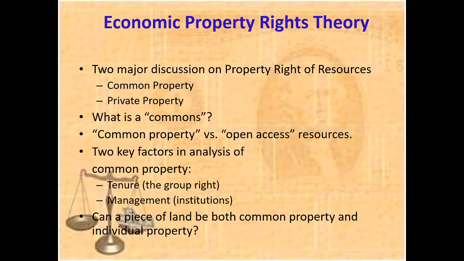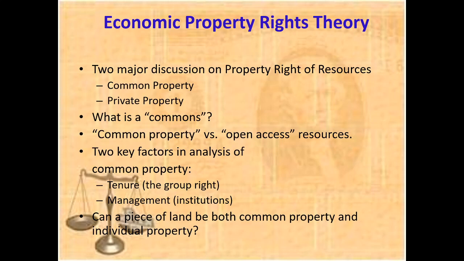Two major discussions on property right of resources are largely centered around this discussion. The first one is common property, and the second one is private property. So all the literature on the economic theory of property is basically on this aspect, that is, common property theory as well as private property. So what is a common property, or what we call the commons? This is a very important question because many people have talked about this thing.